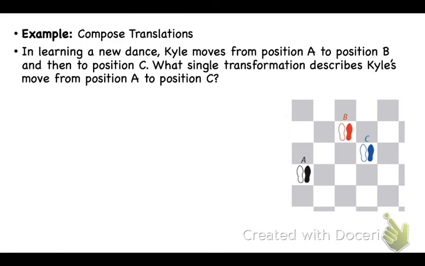So we're going to write a composite function, and then we're going to write one function. Does that make sense?